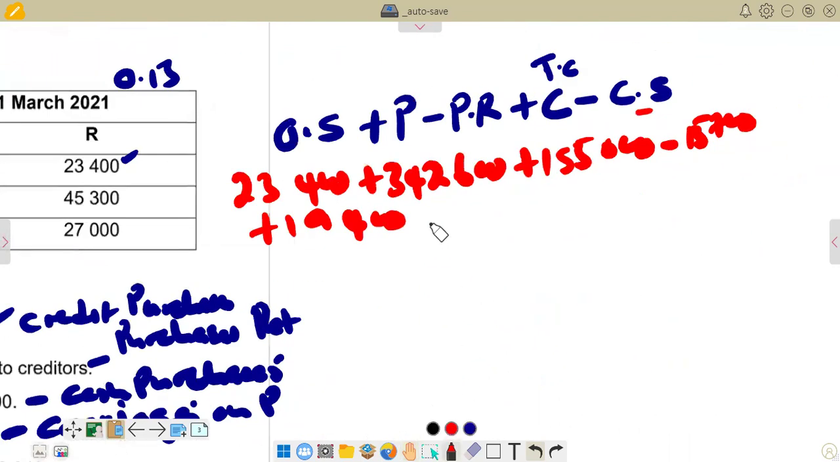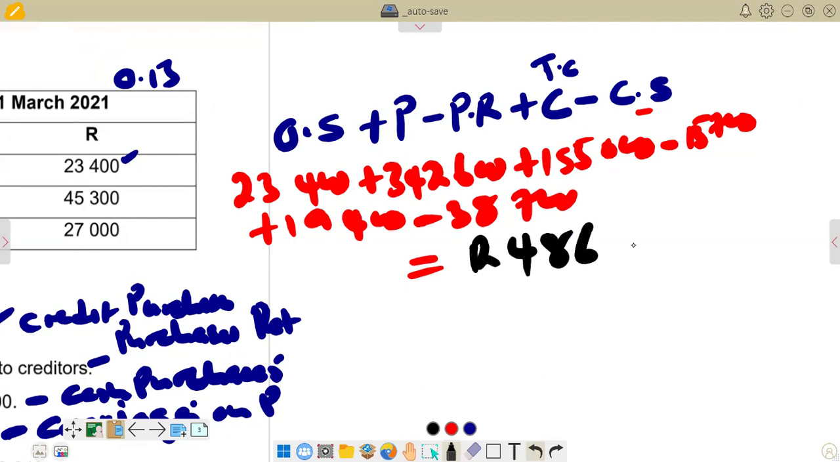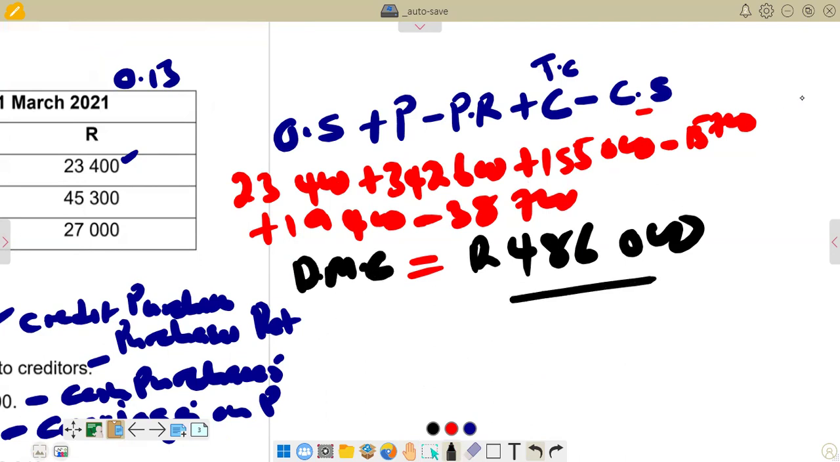Subtract 38,700. So we calculate it as such. Obviously, when you do the calculations correctly, you are going to get your answer, which is 186,000. So this figure becomes your direct material cost. So we are saying this is direct material cost. This is what we have in terms of the calculation of direct material cost.